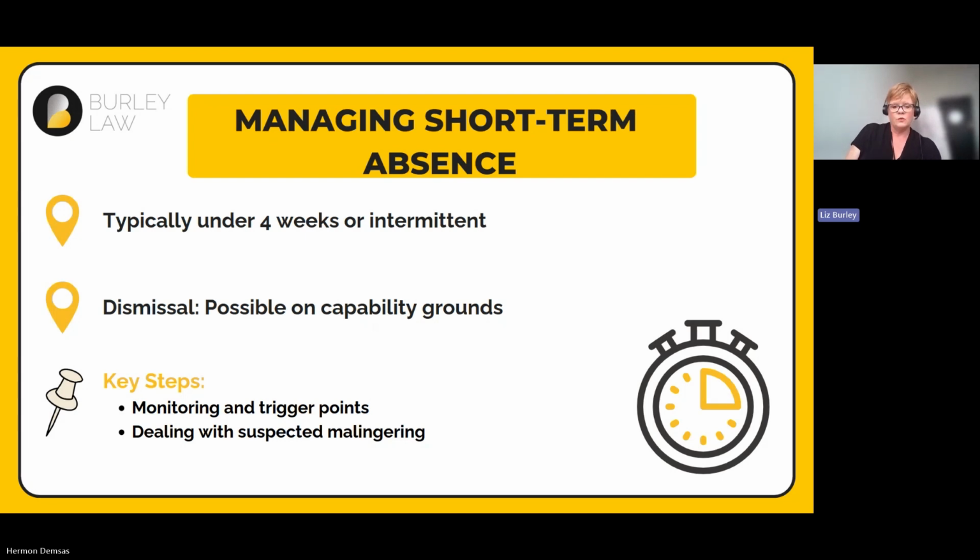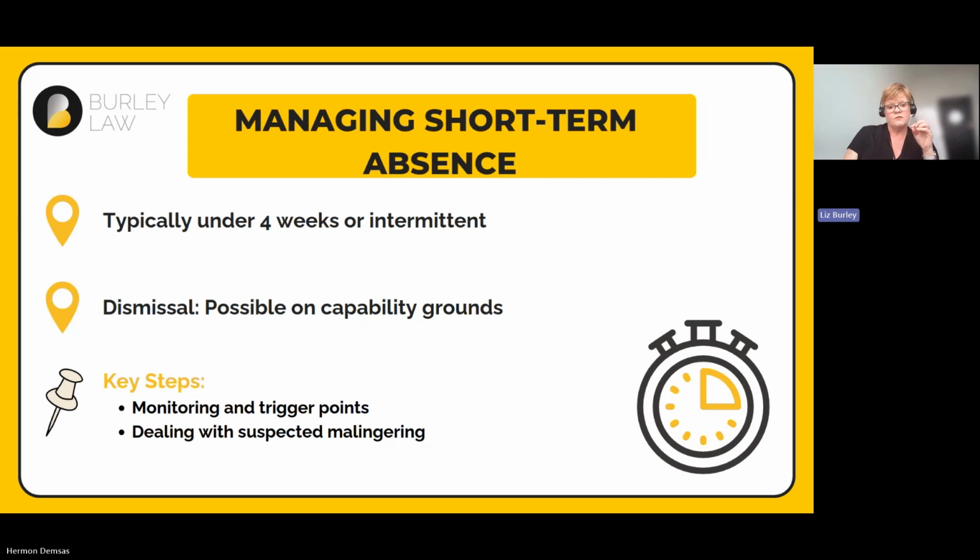And if you start working with an HR advisor or a lawyer early on, you can start managing the process, managing the communications, getting your paperwork in place so that you have a sound footing and framework on which to then start to issue warnings under your absence policy, and those warnings inevitably leading to dismissal if things don't improve. So it's much like dealing with any other poor performance issue.